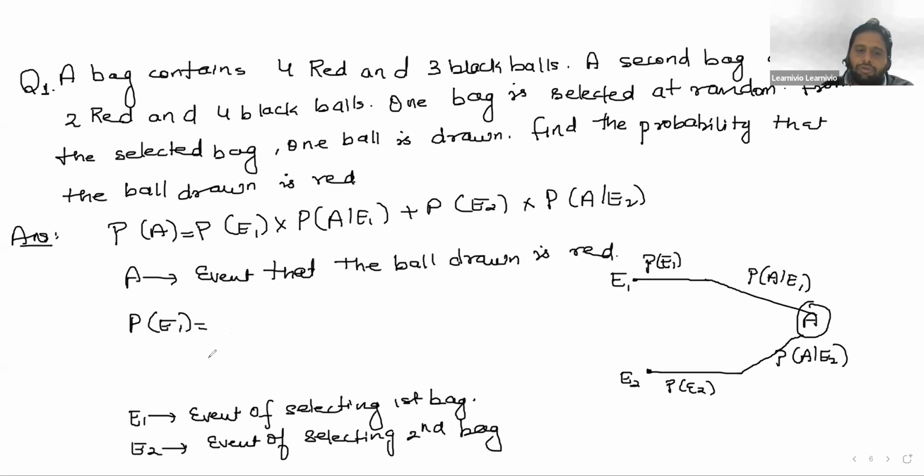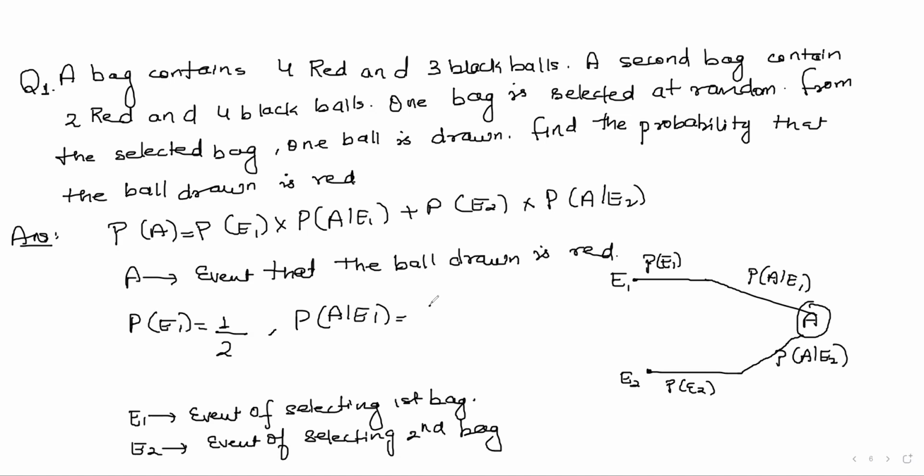So what will be P(E1)? You have 2 bags, and from the 2 bags you need to select a bag. Is it 1 by 2, Nabil? Yes, sir. Okay. Now P(A by E1). A by E1 means E1 has already occurred, so from the first bag you are selecting a red ball. So what will be the probability? How many red balls are there in the first bag? Sir, 4 by 7. 4 by 7. Very good.